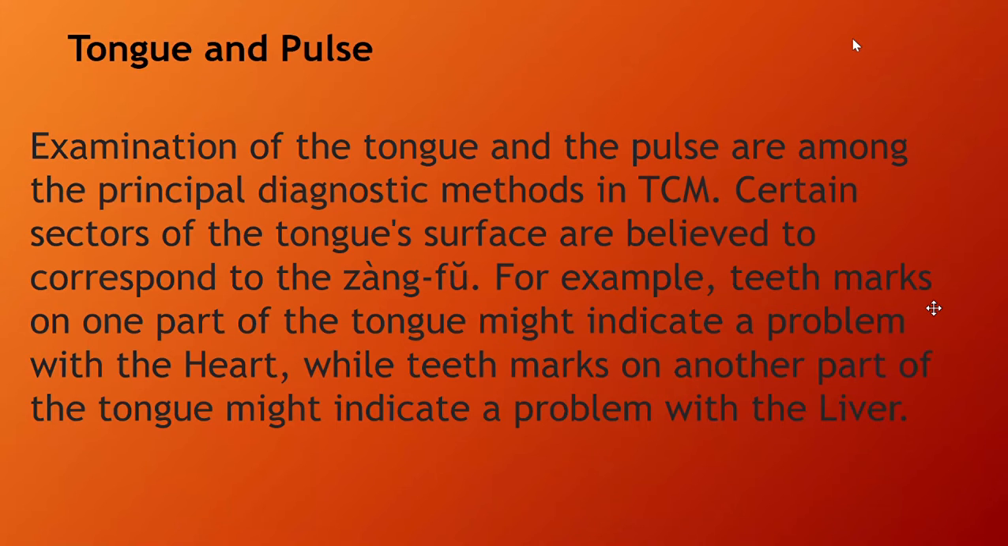Certain sectors of the tongue surface are believed to correspond to Zang Fu organs. For example, teeth marks on one part of the tongue might indicate a problem with the heart, while teeth marks on another part of the tongue might indicate a problem with the liver. So the more you go deeper, the more you really need to study if you will really deal with traditional Chinese medicine.